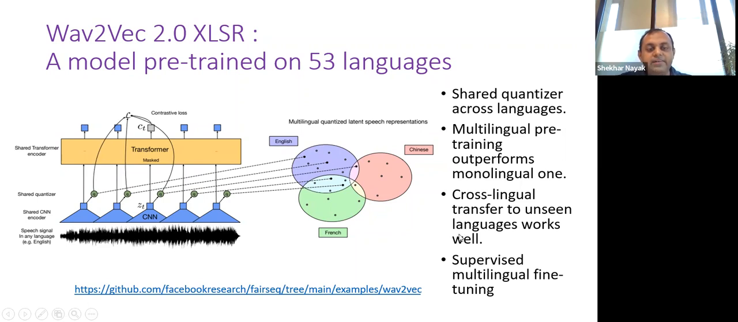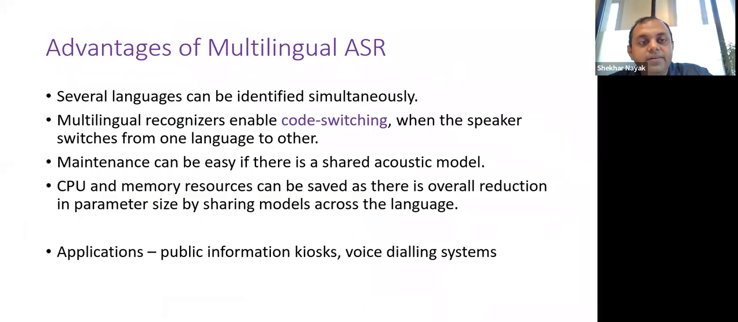So cross-lingual model transfer is a concept which works across the models, whether it is DNN based models, LSTM based models, or transformer based models, wav2vec models, very recent ones. So this cross-lingual transfer can work well even to unseen languages. And then they do supervised multilingual fine-tuning. Instead of fine-tuning for each language separately, which is very difficult for 53 languages, they do multilingual fine-tuning.